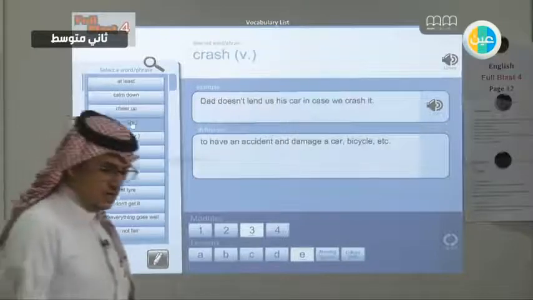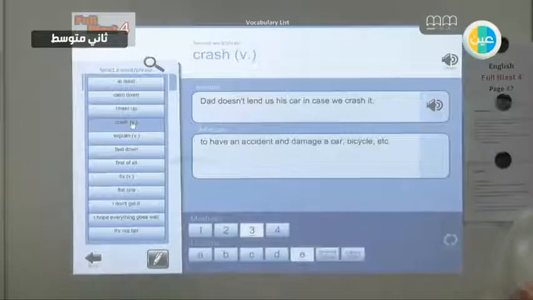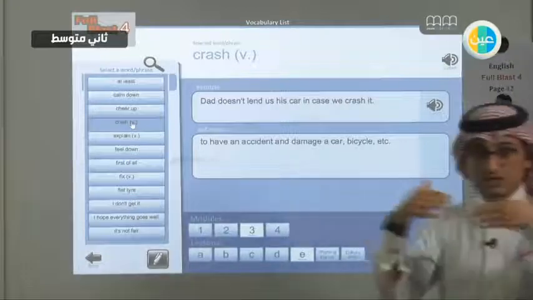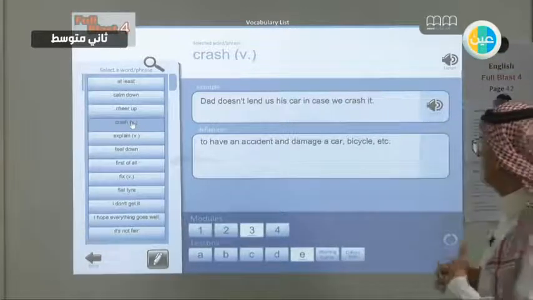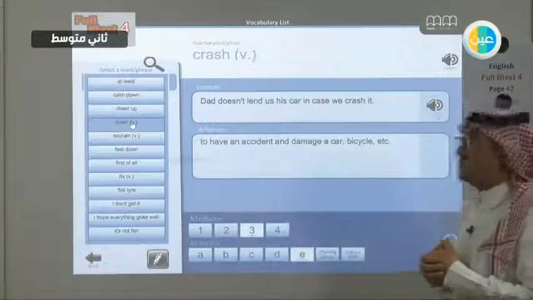Crash. Early in the morning while I was coming to this center, okay, there was a car crash, okay, a car crash, an accident. So we can say accident and damage of a car, okay.